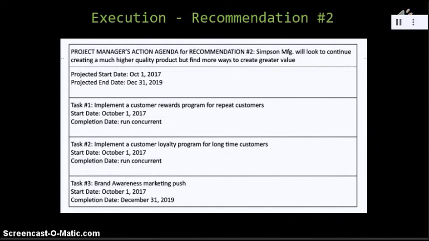Execution for recommendation number 2. Simpson Manufacturing will look to continue creating a much higher quality product but find more ways to create greater value. Along with that come 3 tasks. Task number 1 is to implement a customer rewards program for repeat customers. Task number 2, implement a customer loyalty program for long-time customers. This will keep the customers coming back. And task number 3 creates brand awareness and does a marketing push. This will get the Simpson name out there.